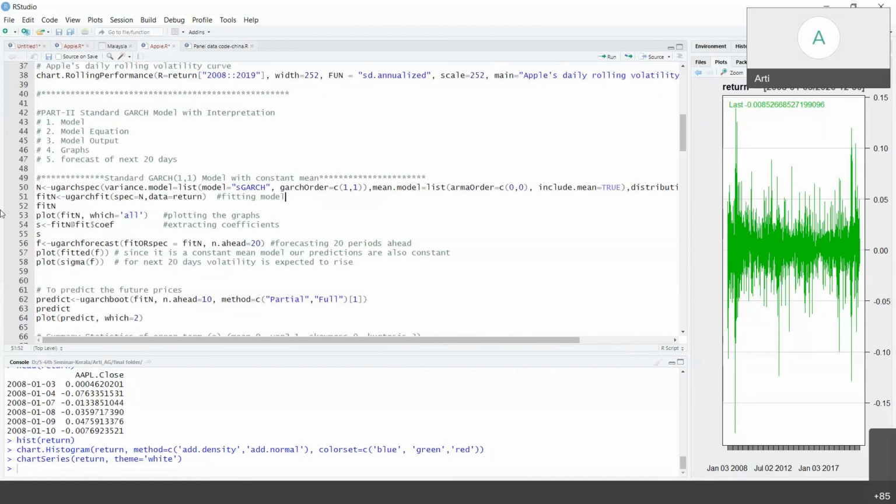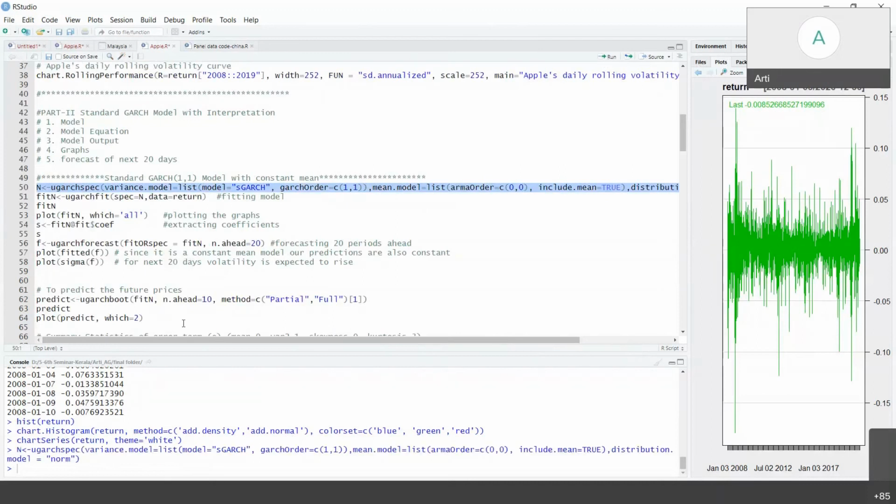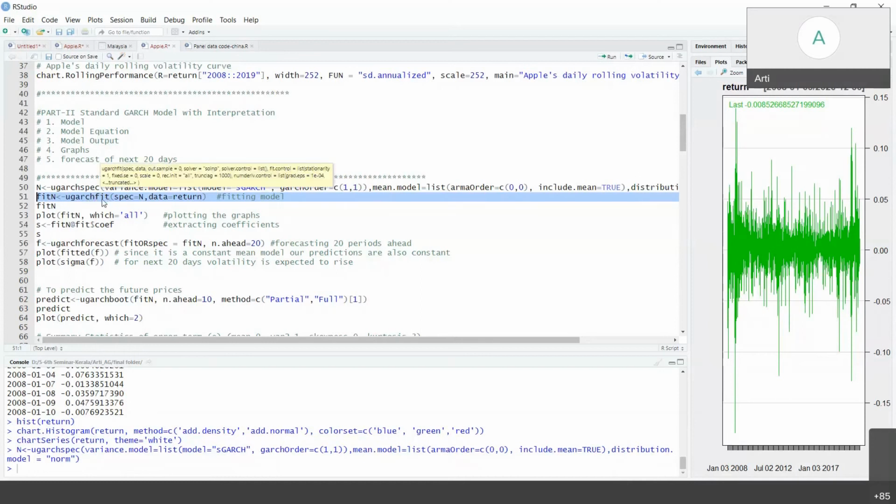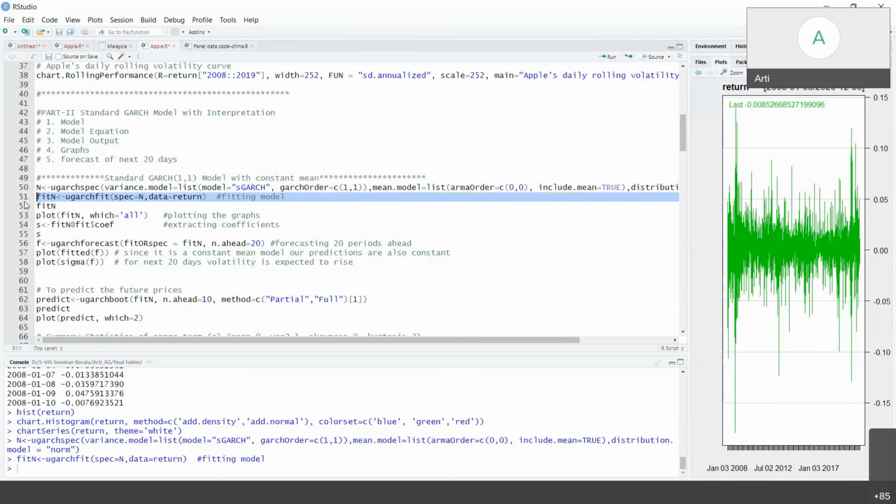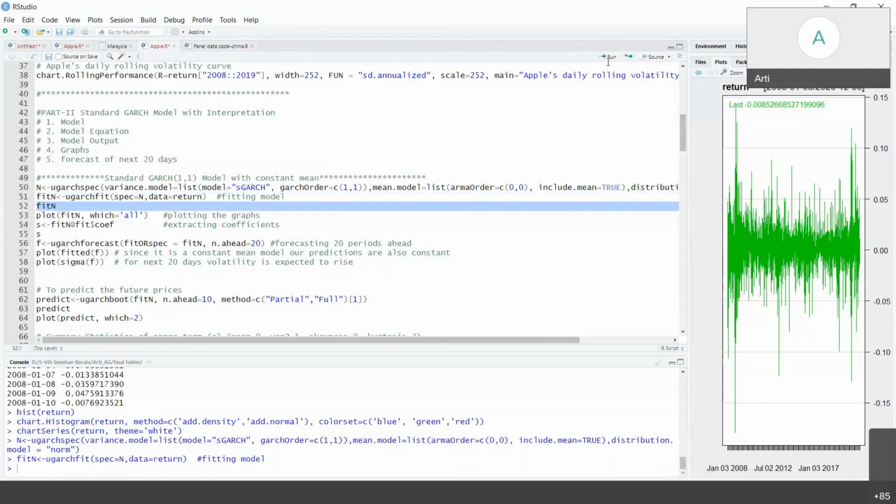So here I am specifying norm. When I run this model, I'm running it here. Now I need to fit this model. For fitting, there is another function, ugarch fit. In ugarch fit, there are two parameters we need to give. First is spec equals to the spec which I've already run before, and then data. I need to give my data series. So data is my return. I will run this also, and then I will just see the output.